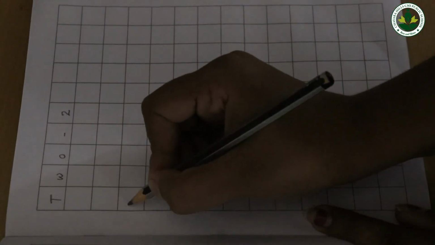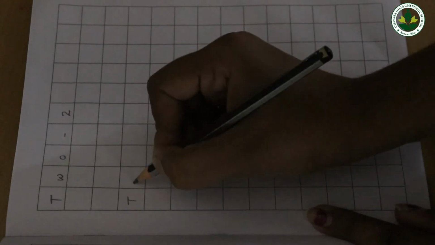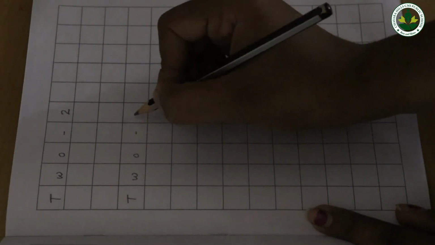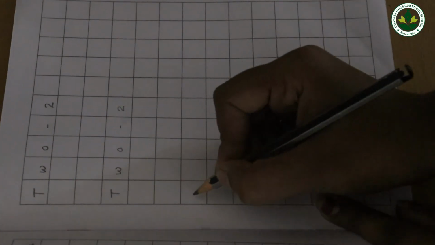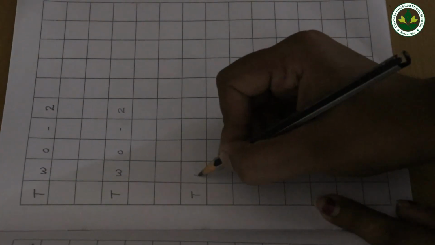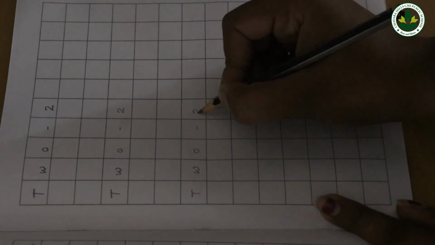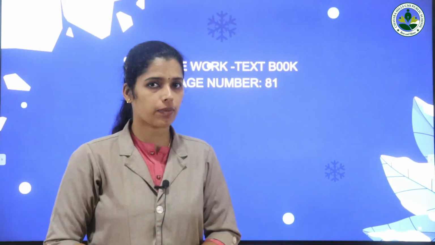Then take the next page. In the first column, we write number name 2. The spelling is T-W-O. After one column, we write the number 2. After two columns, we write number name 2, T-W-O. Again, after two columns, we write number name 2. So children, all of you write with me?